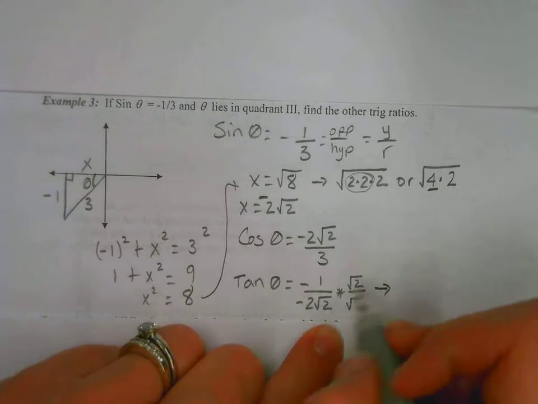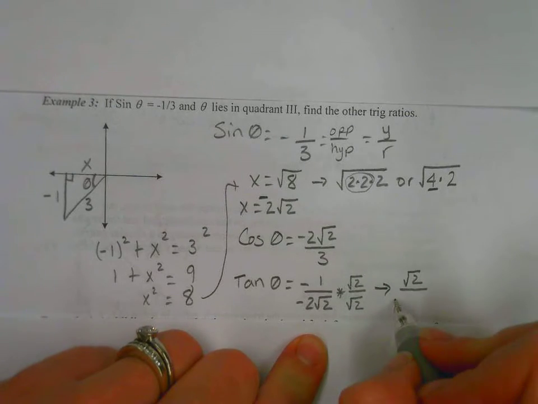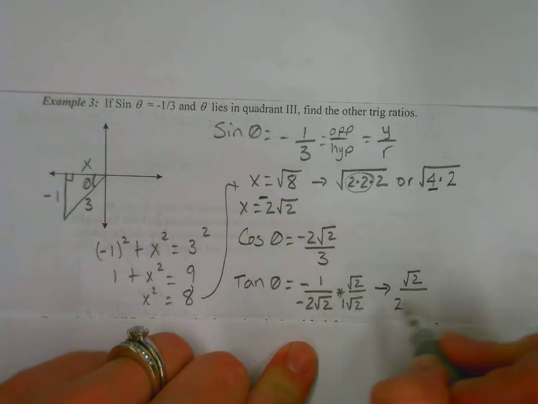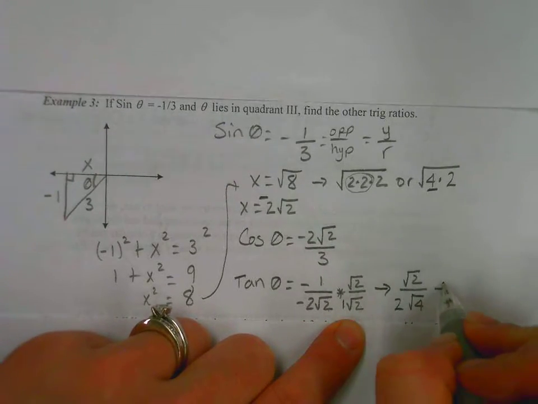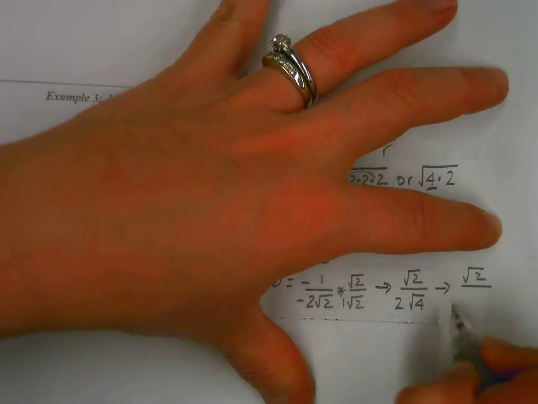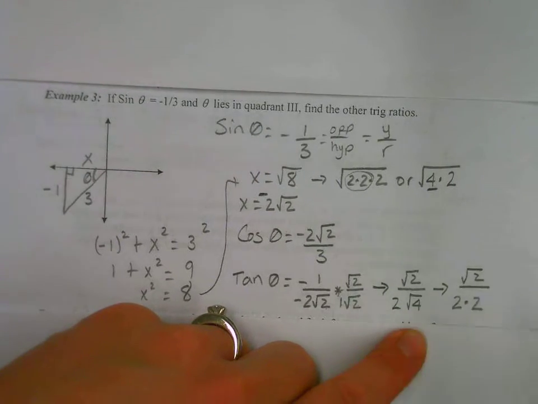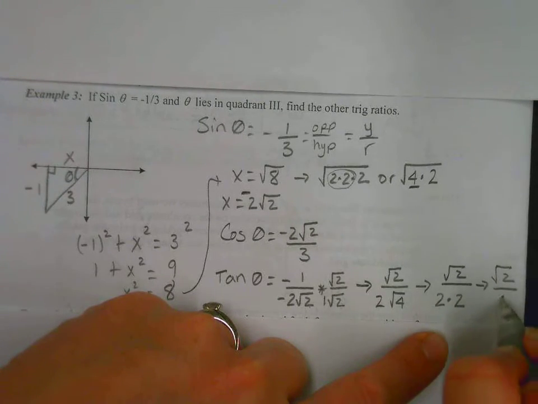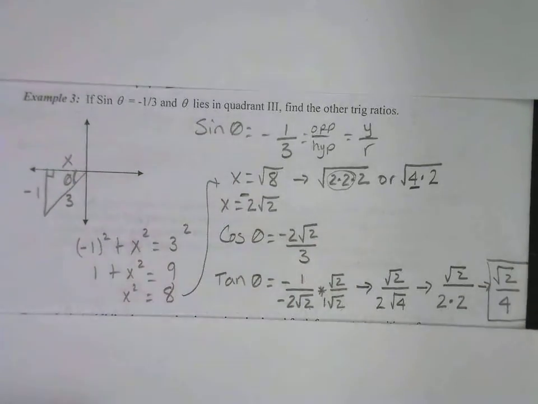So what this is going to become is 1 times √2 would become just √2 over, in my denominator, I'm going to multiply a √2 times a √2. Technically, I'm taking my whole numbers of 2 times 1, which is 2. √2 times √2 is √4. The square root of 4 is 2. And then finally, 2 times 2 is going to give me 4. So my actual tangent ratio that I want to end with would be √2/4.